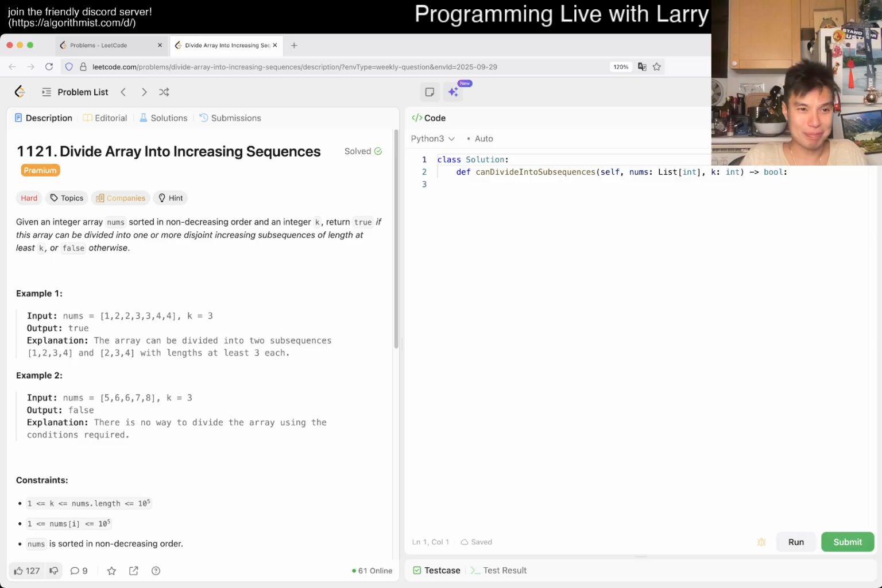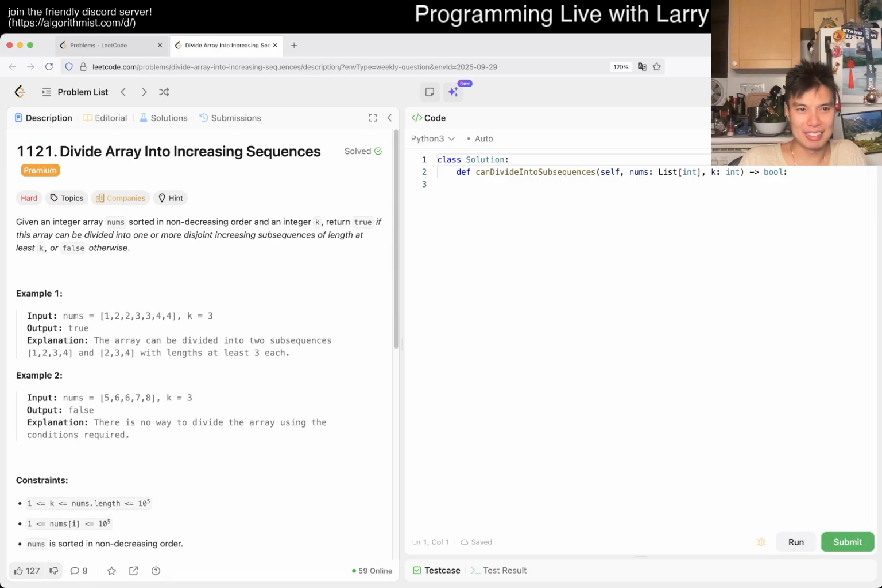Let's do it. With 1121, divide array and do increasing sequences. Alright, given an integer array num sorted in non-decreasing order and integer k, return true if this array can divide into one or more disjoint increasing subsequences of length at least k, or false otherwise. Okay.